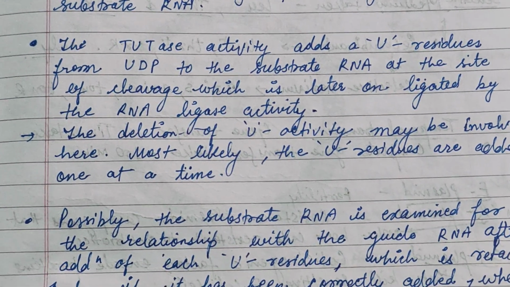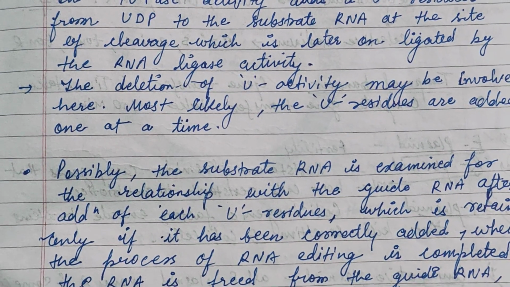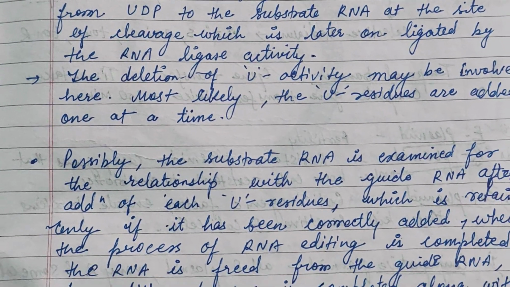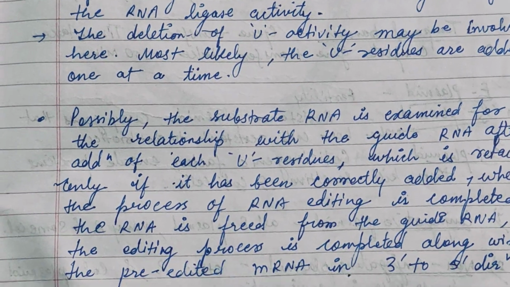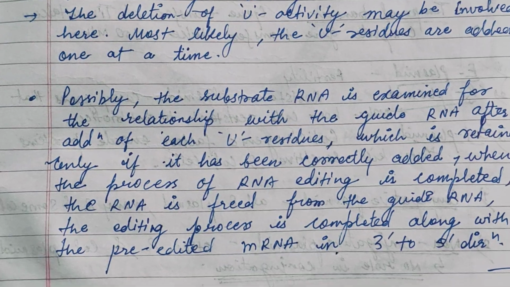The TUT, which is an enzyme, adds the uracil residues from the UDP to the substrate RNA at the site of the cleavage, which is later on ligated by the RNA ligase activity. So it is a short note on the RNA editing process.